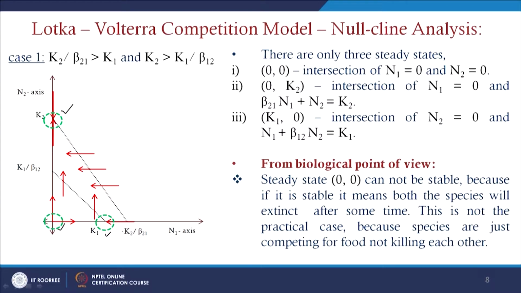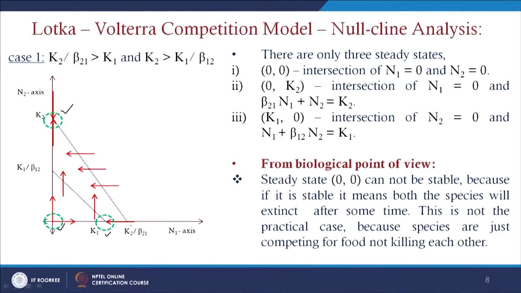Similarly, the k1 0 line here is nothing but the intersection of the n2 axis and n1 plus beta 1 2 n2, which equals the k1 axis here. From the biological point of view, steady state 0 0 cannot be stable, because if it were stable, both species would go extinct after a certain time. If both die out, that cannot be a stable position.